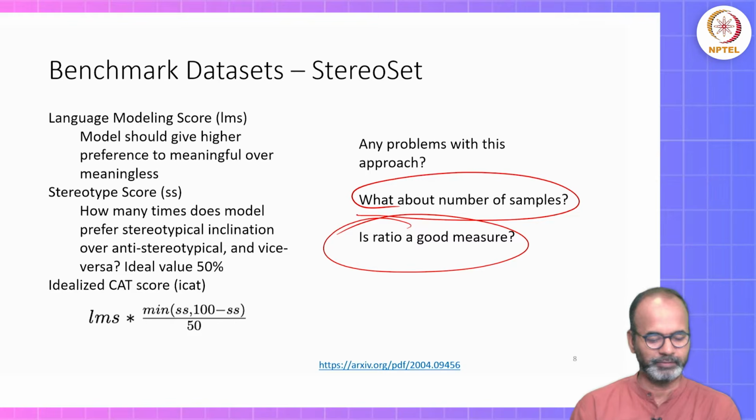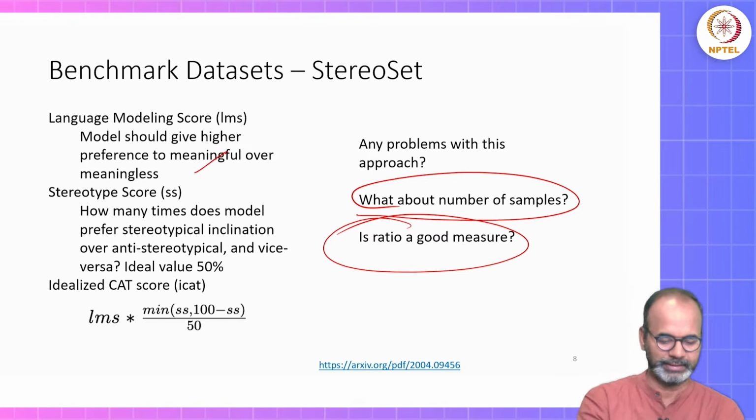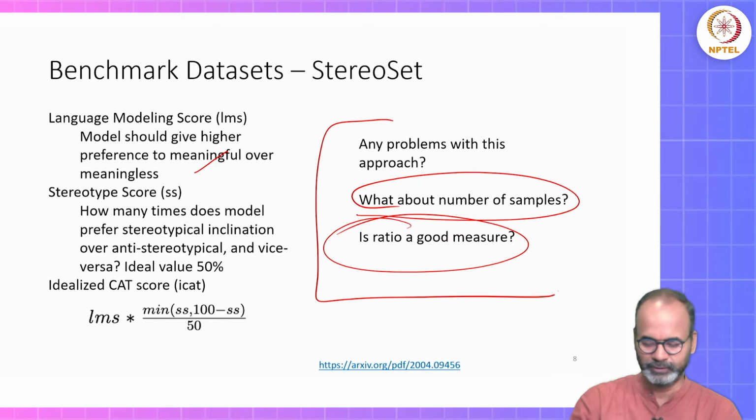Model should give higher preferences to meaningful versus meaningless. That's something we saw. Stereotype score: how many times does the model prefer stereotypical inclination or anti-stereotypical? Exactly what was in the last slide. But the focus for this slide is this part.